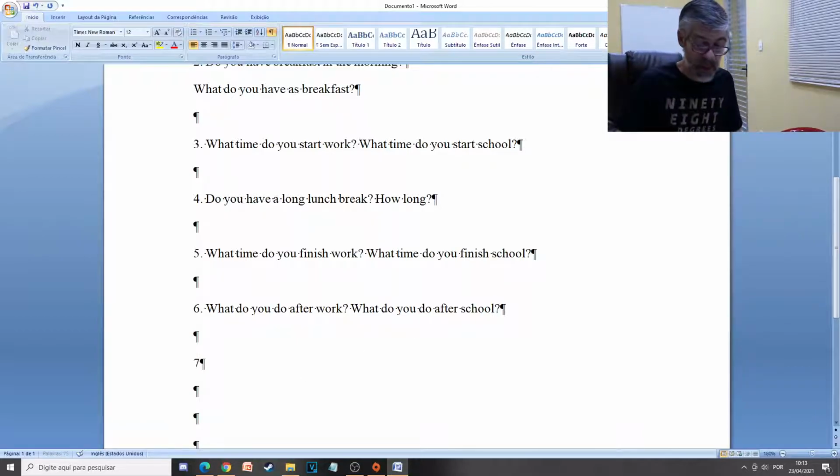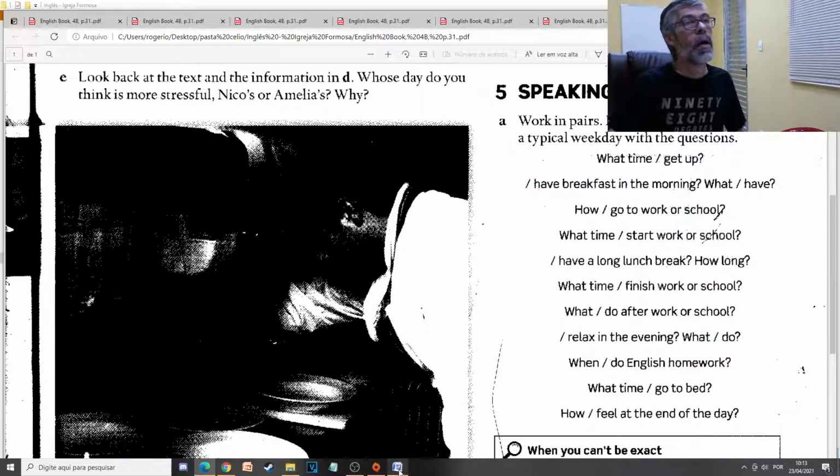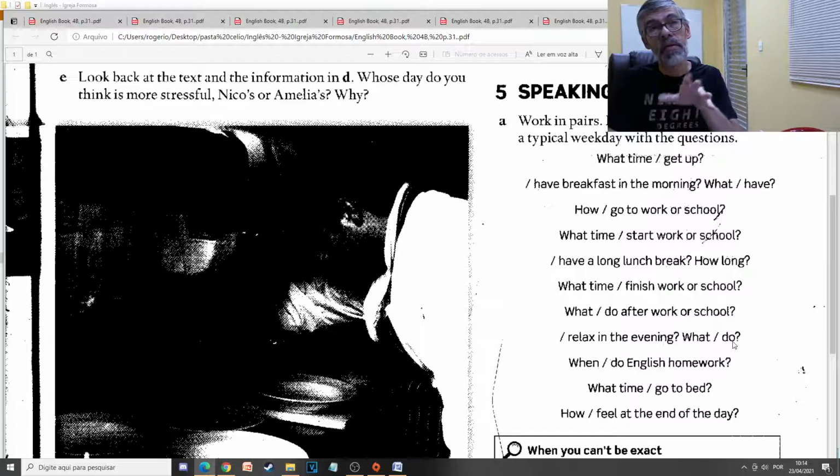Yes, number 7. Relax in the evening. And "do". Pay attention. We have 2 questions here. One with the verb relax. The other one with the verb do. "Do" is the base verb here. Let's focus on the first question. Relax in the evening. Okay.